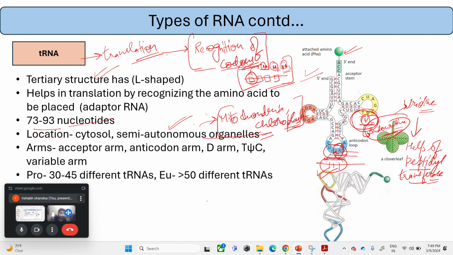Now comes the other loop, the DHU loop. This D is called dihydrouridine. There is a saturated bond between C5 and C6 of the uridine structure, which is why it is dihydrouridine. And it helps in proper fitting in the ribosome.